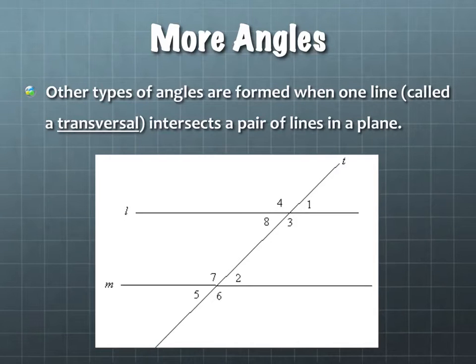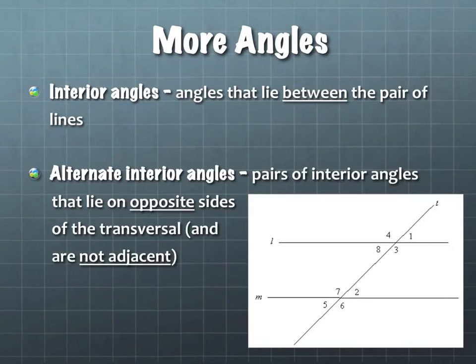Interior angles. Interior angles are angles that would lie between the pair of lines, and the lines that it's referencing are lines L and M. So when it's talking about between the pair of lines, that's what it is referencing. Whoops, wrong color. So between L and M. So if you take a look at this picture, what angles do you see that are between lines L and M?